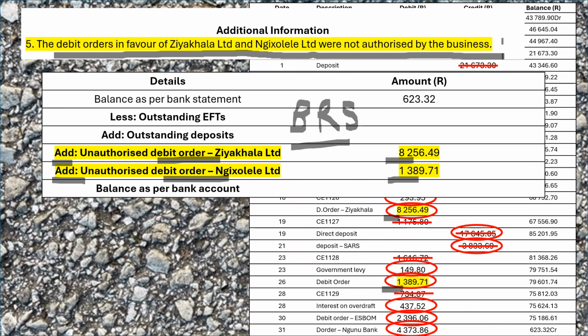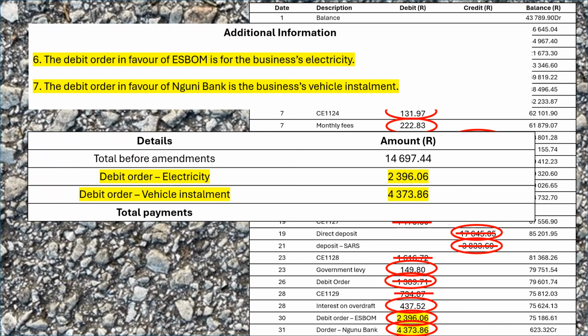Once we've finished, cross off the items so we don't have confusion towards the end of the question. So now we've dealt with these unauthorized debits by putting the information on the bank reconciliation statement. Number 6, the debit orders. There were 2 debit orders. They came off our bank account.